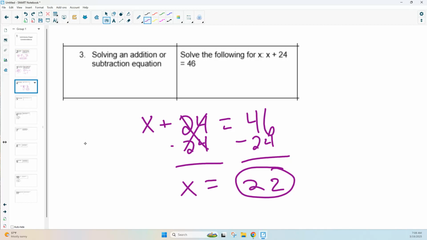Again, because subtraction undoes addition. So now let's plug it back in to make sure that it works. Does 22 plus 24 equal 46? And it does. So we know we solved it correctly. All right, let's keep going.